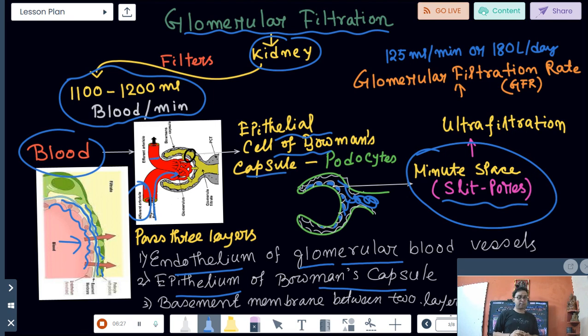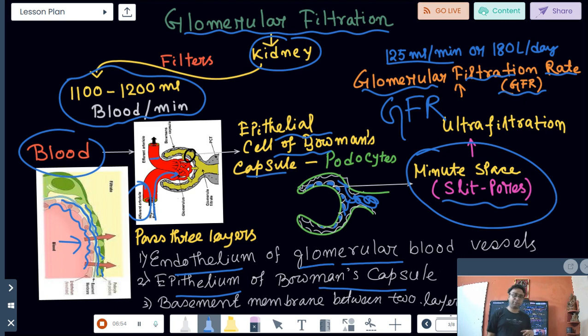This is called the GFR, the glomerular filtration rate. What is the value of the GFR? Bear in mind, this is a very important question. 125 ml of blood, 120 ml of filtrate is produced per minute.